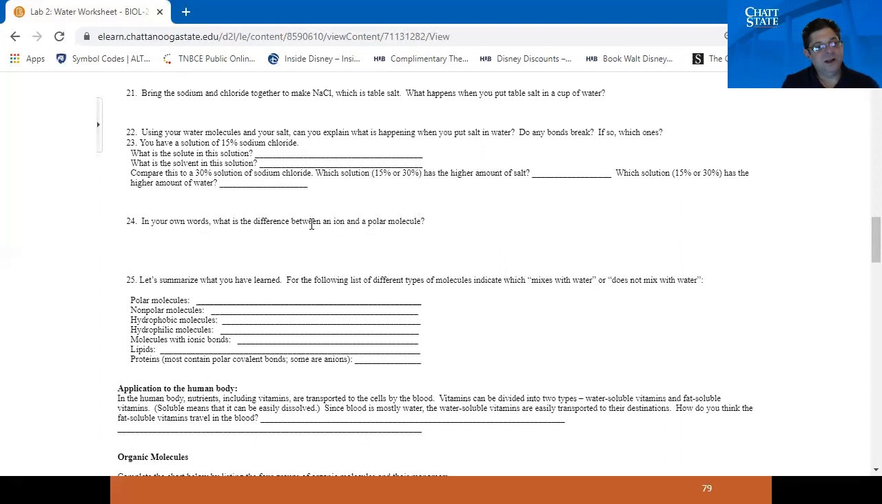Okay, great question here. I love this question. I would know this one. What's the difference between an ion and a polar molecule?